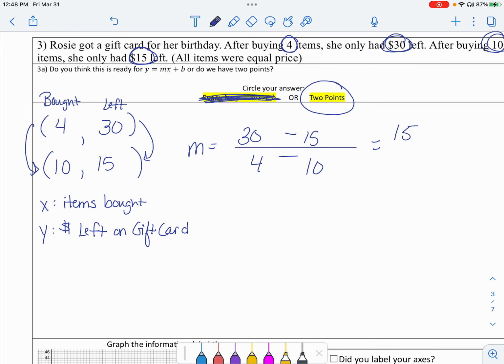Please remember, I still have kids thinking that X goes on the top. Please remember your Y values go on the top and your X values go on the bottom. So 30 minus 15 is 15. 4 minus 10 is -6.